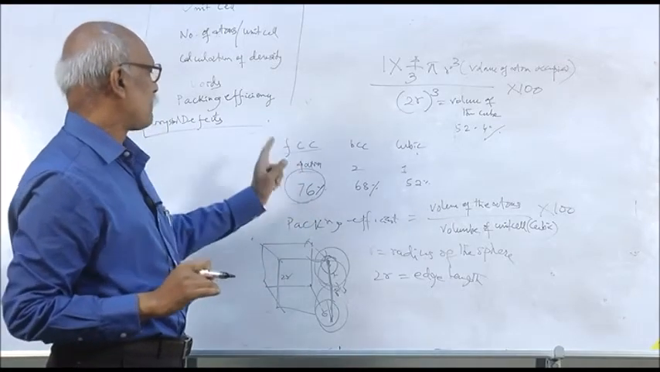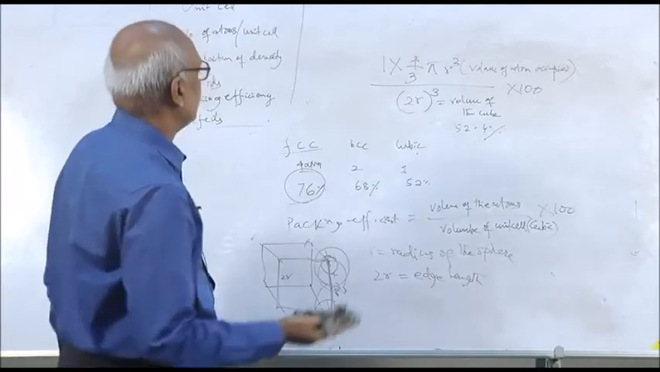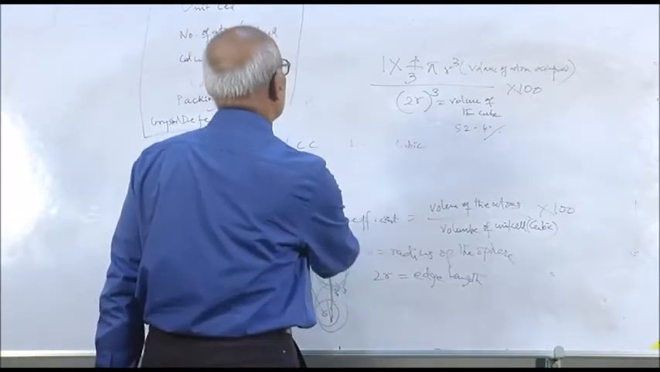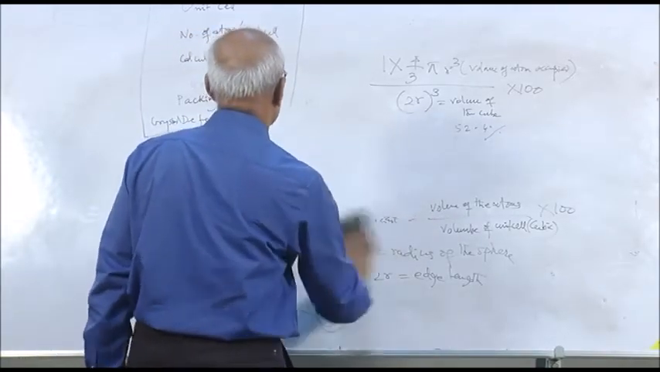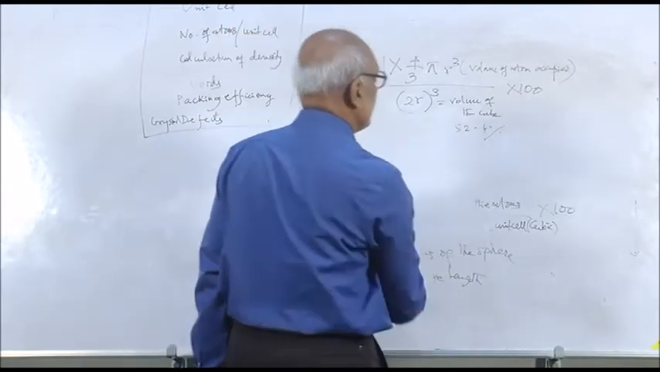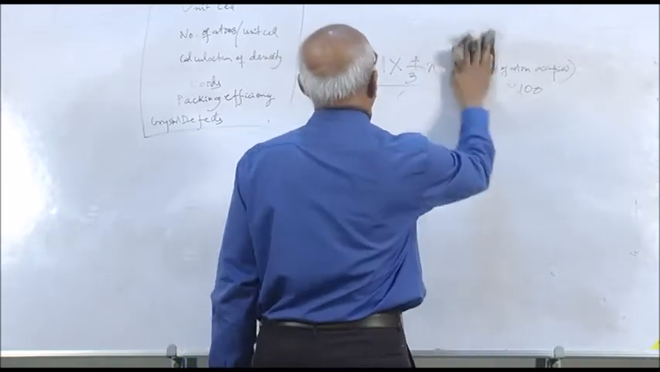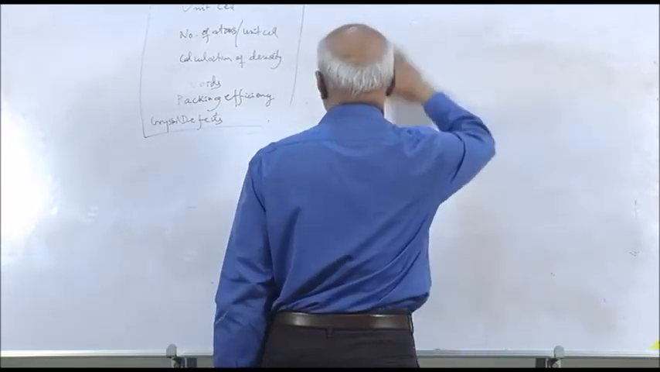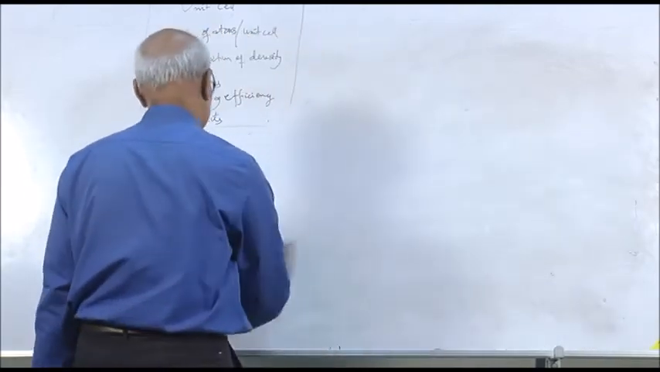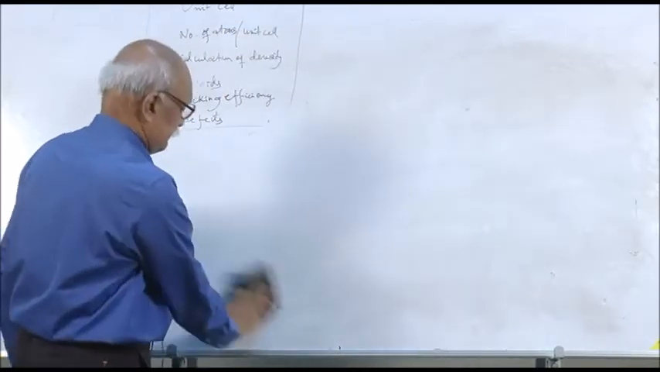So in the case of FCC, the atoms are very closely packed. If you compare packing efficiency, remember the packing efficiency of FCC is more than BCC, which is more than simple cubic. For short questions in your council, you can remember this. This is your packing efficiency.